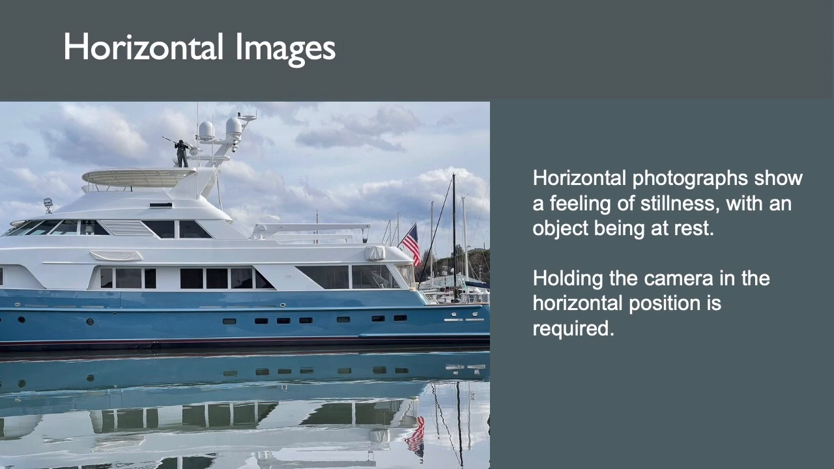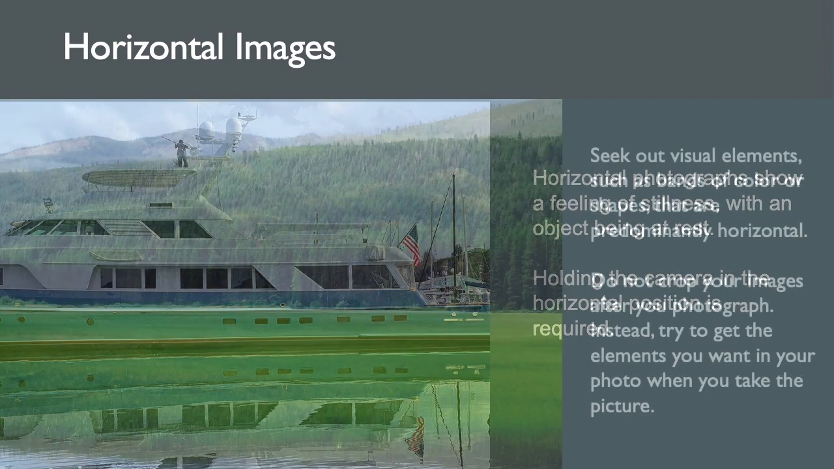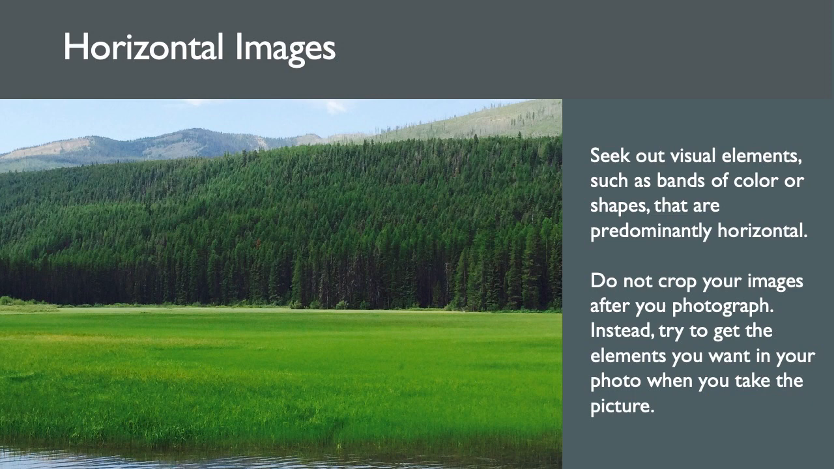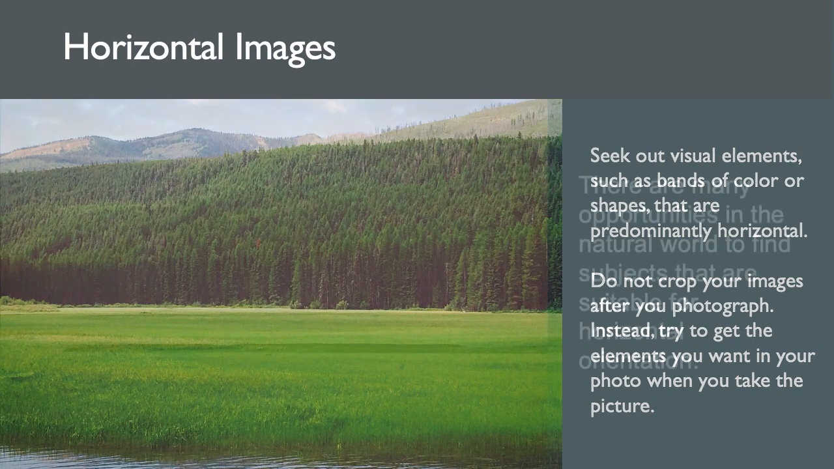Horizontal photographs show a feeling of stillness. There may be minimal visual elements in your photo, but the dominant elements should be strong horizontal lines and shapes. Holding the camera in the horizontal position is required. Seek out and emphasize visual elements such as bands of color or shapes, such as the horizontal rectangle shape of green in this image. Don't crop your images after you photograph. Instead, get the elements you want in your photo when you take the picture.